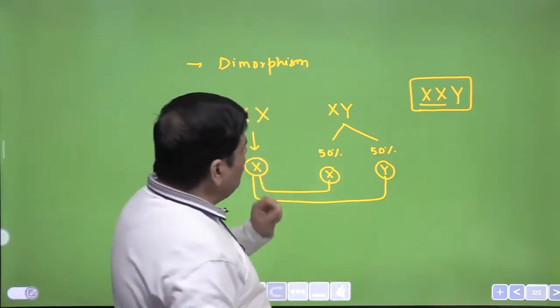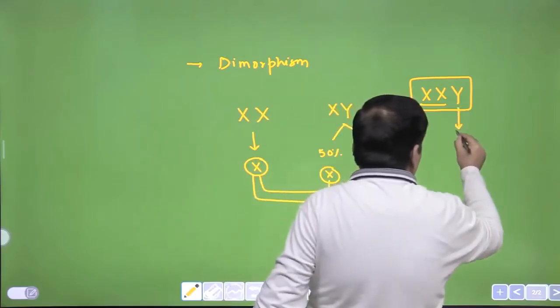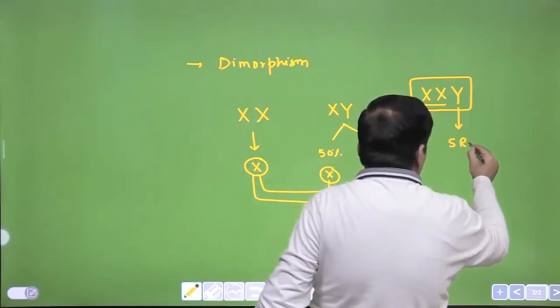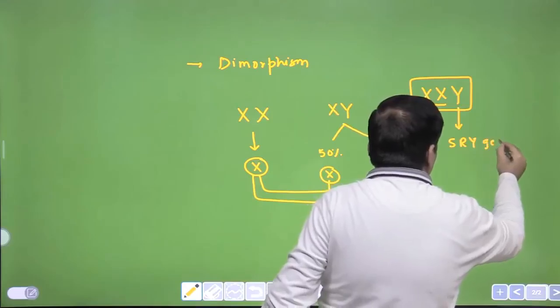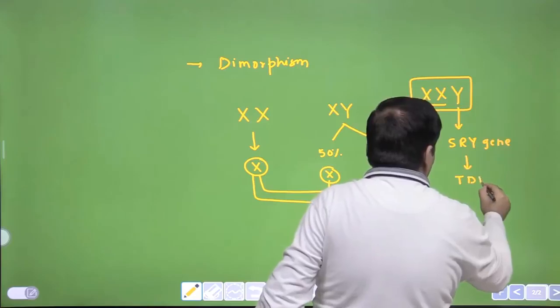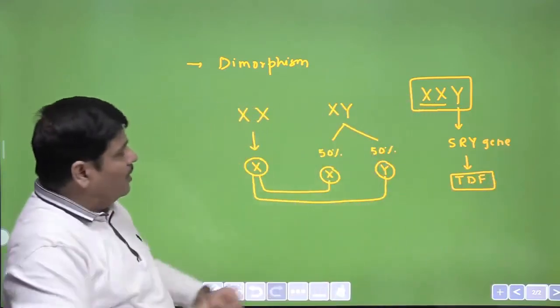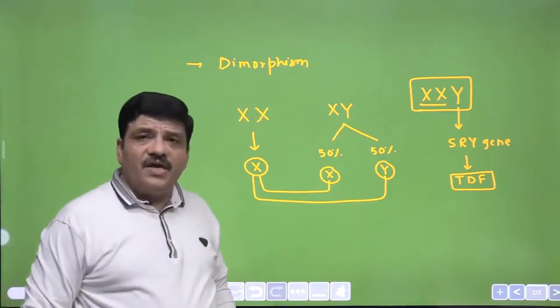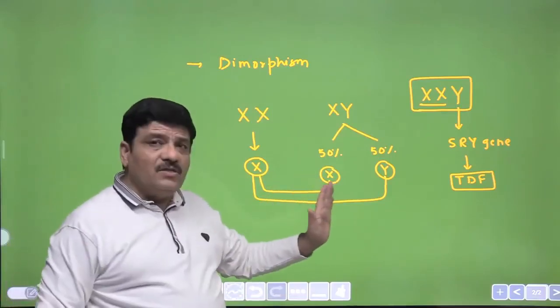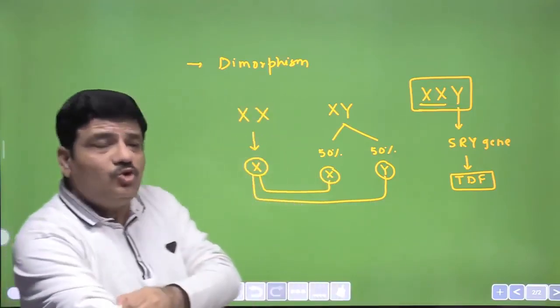Now, one more important thing to understand is that this Y chromosome has a very important gene. This gene is called the SRY gene, and the product of the SRY gene is called TDF, the testis determining factor. We will later on see what significance it carries. I hope this is what is outside the NCERT that I have told you; this much you should remember.